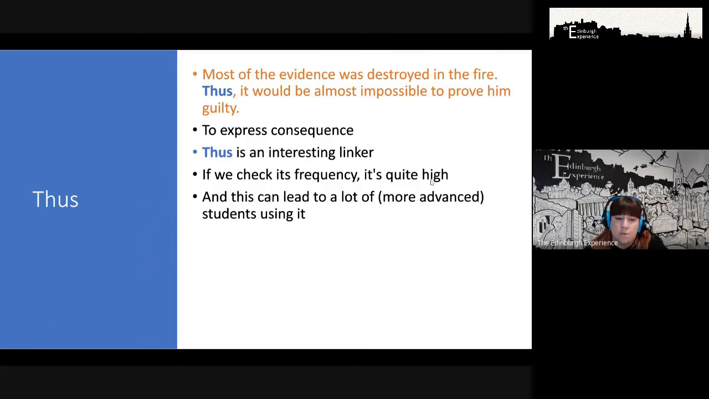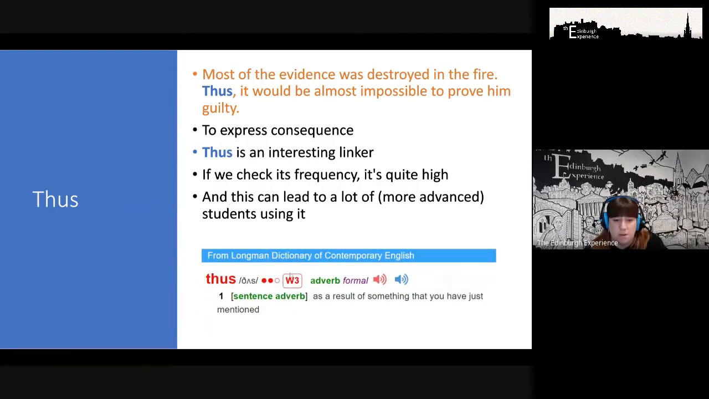And it's an interesting linker. Thus, if you check its frequency, it's actually quite a high frequency word, right? So look at this, it's in the top 3,000 written, yeah? So this sometimes leads to a lot of especially more advanced students using it. And especially, I'll see this with my students who are maybe working with academic texts in English, or that's kind of their focus, and their English is high, and that's the kind of stuff that they're reading a lot.